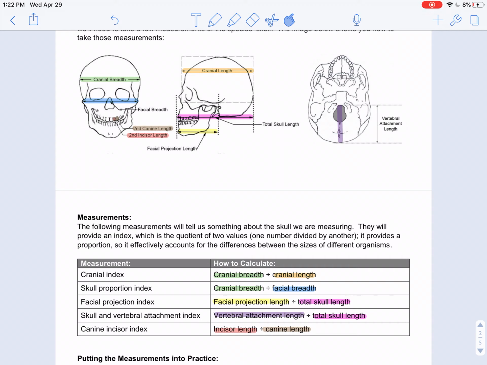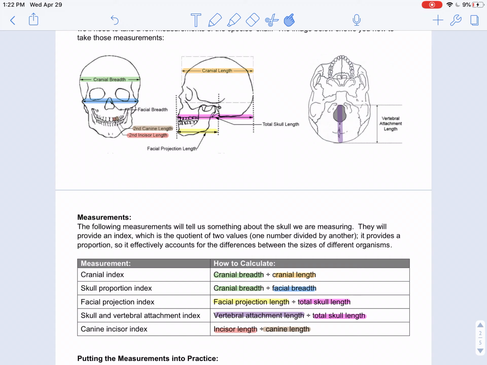Or the total skull length. So for that reason, the smaller this index is, the more modern the fossil is. The larger it is, the more ancient it is. So that's true for the facial projection index.